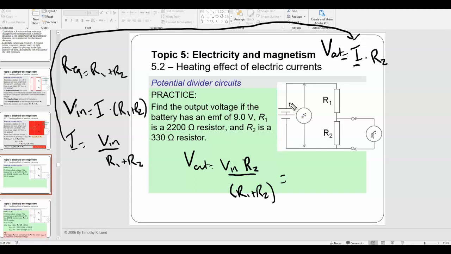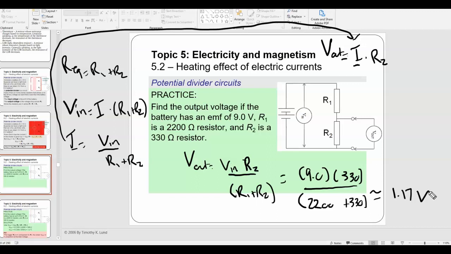The EMF of the battery, that's Vin, is going to be 9 volts. R2 is given as 330. And then we divide by R1 plus R2, so 2200 plus 330. I'm just going to type that into my calculator really quickly, and then I will have the answer. So 9 times 330 divided by 2200 plus 330. That is going to be about 1.17 volts, and so that is Vout.